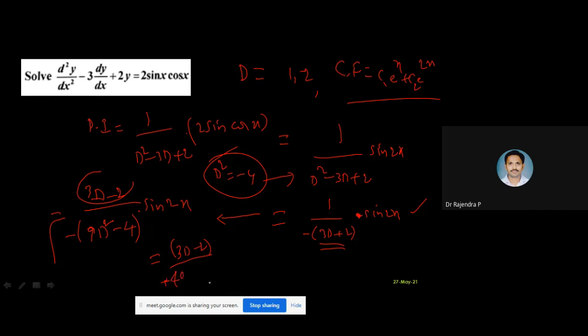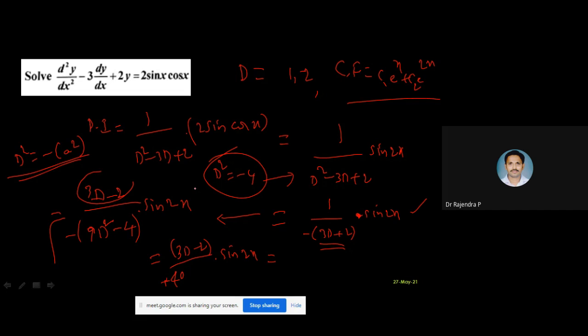Can I write directly? 40 into sin 2x. Understood my point? What I'm writing here? So D square is equal to minus 4. Can you explain that, sir? Yeah, in place of D square only, you should take minus a square, right? What is the coefficient of x here? a. a means here 2. Have you remembered case 2? When you have sin(ax plus b) or cos(ax plus b), then we are replacing only the D square terms with minus a square. Yesterday I discussed this.